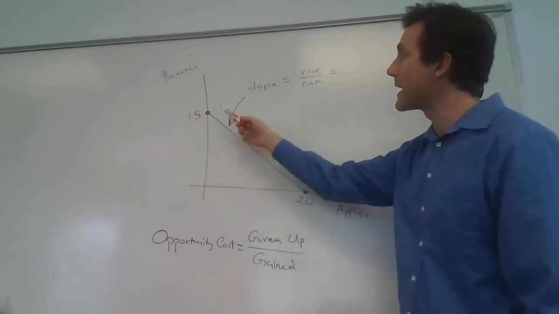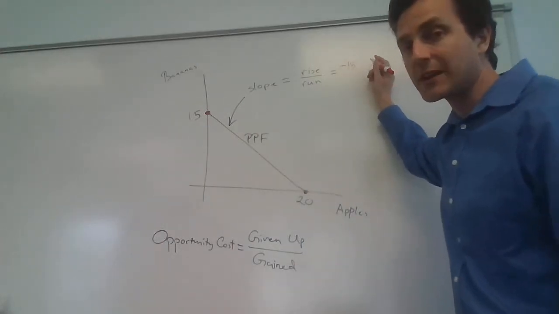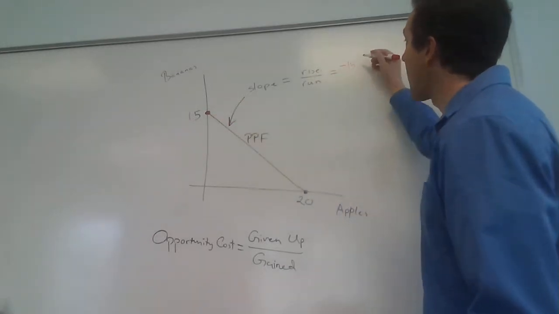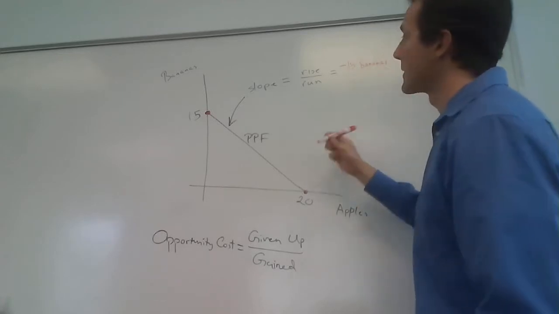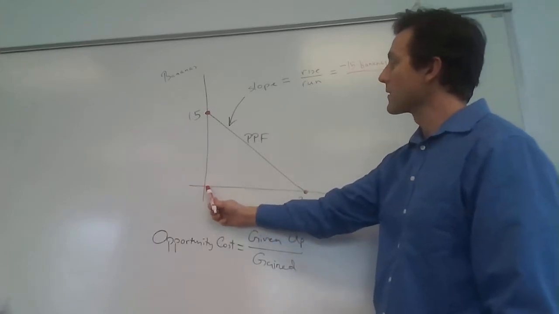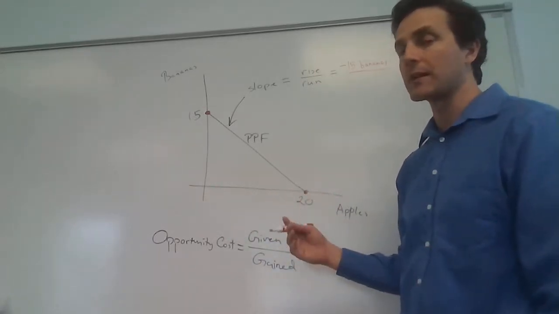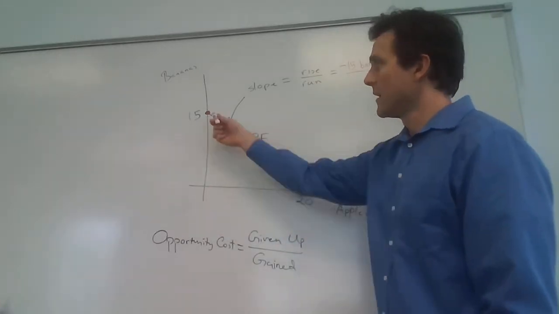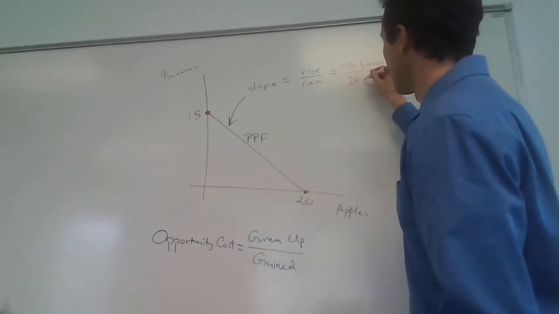So the rise is negative 15, and it'll be useful to keep track of our units here. We're losing bananas, so the rise is negative 15 bananas. We're decreasing by 15 bananas. And then the run, how much we move horizontally, is 20. Keeping track of the units, we're gaining 20 apples, going from this point to that point. We're losing 15 bananas, but we're gaining 20 apples, so the run is 20 apples.